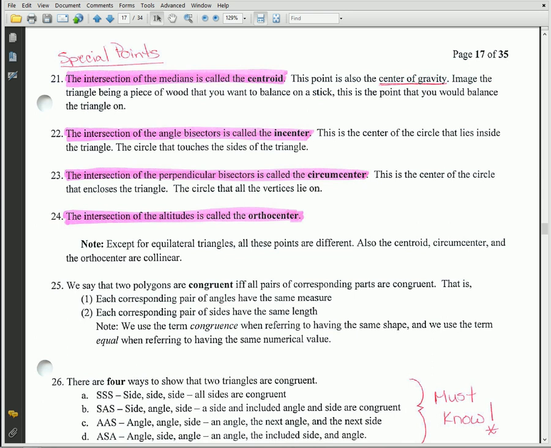The intersection of the altitudes is called the orthocenter. Except for equilateral triangles, all three of these are different points. Now for equilateral triangles, some of them are the same point.